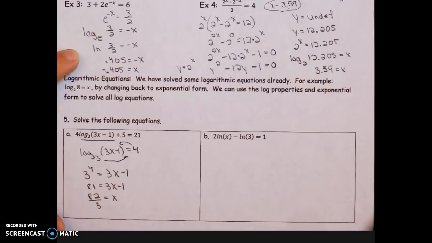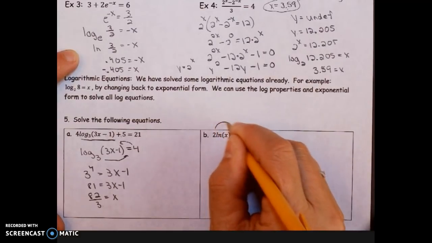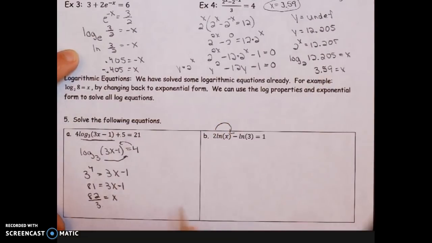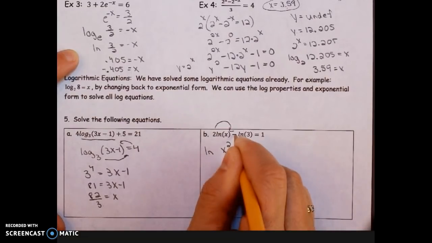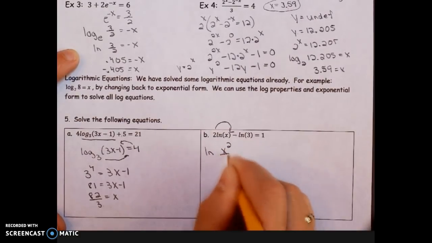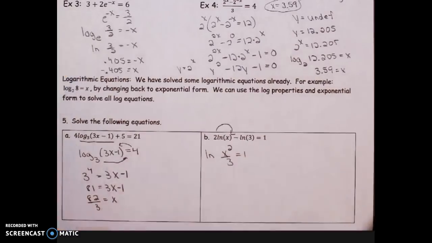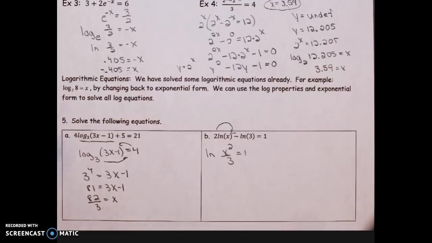Next one. Again, we want to get this down to a single log. Here comes some of those properties. The first thing I'm noticing is that 2 is going to become a power. I've got natural log then of x squared. Remember, when do we subtract the exponents? When we are dividing. It's in log form. We're going to flip it to exponential form.